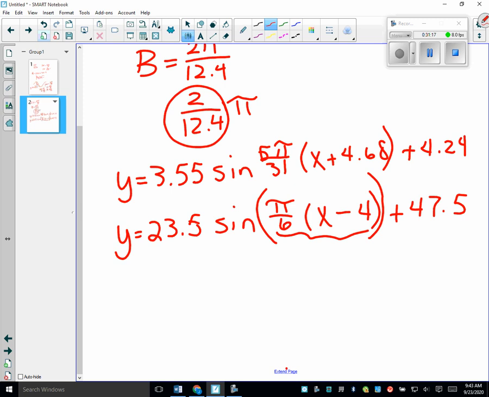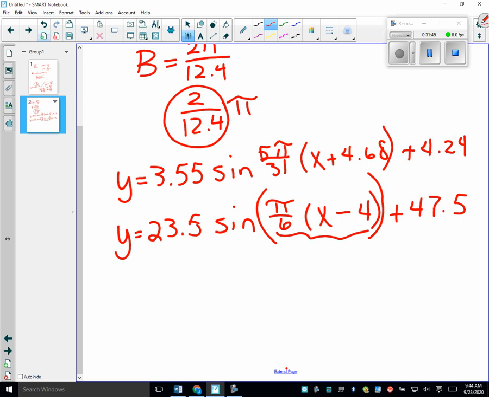So if the amplitude is 4, the vertical shift is the middle of the graph. If the lowest is 73 and the highest is 81, isn't the middle 77 degrees? Does that make sense to you? Yeah. So the vertical shift is always the middle. Yes. It's always the middle.